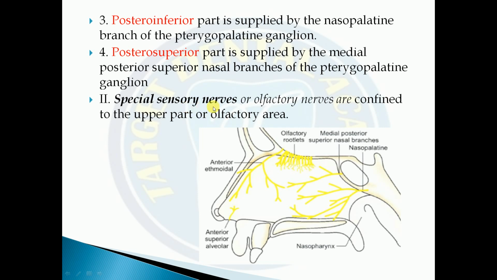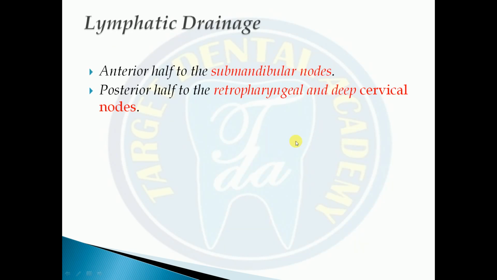So special sensory nerves, these are the olfactory rootlets, or you can say the olfactory nerves. These are confined to the upper part of the olfactory area. Lymphatic drainage: the anterior half is drained into the submandibular nodes, the posterior half to the retropharyngeal and the deep cervical nodes.